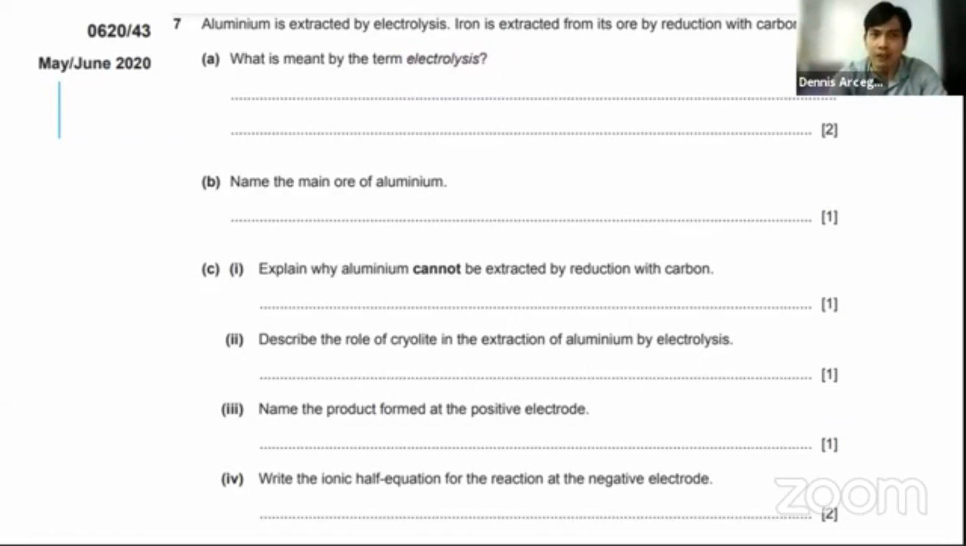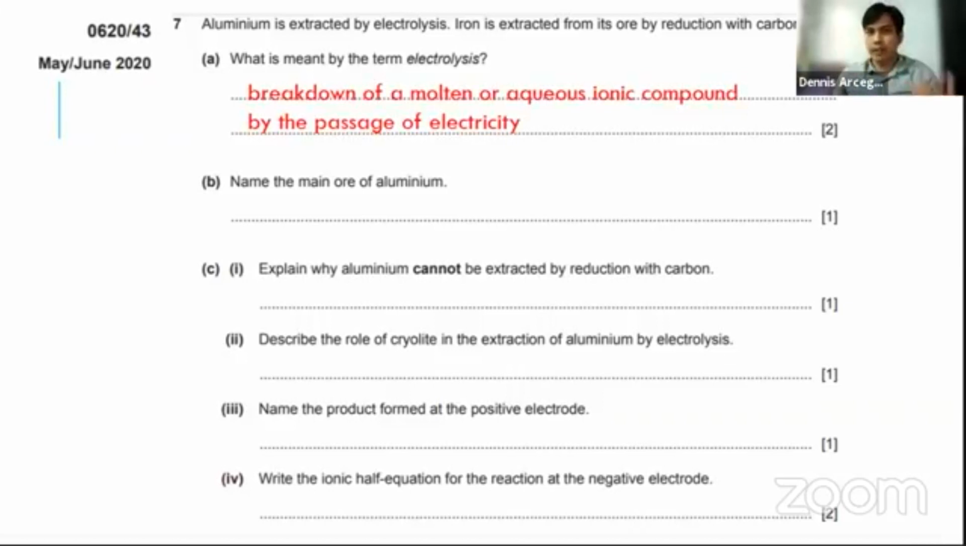What is meant by electrolysis? Electrolysis is the breaking down of molten or aqueous ionic compound by the passage of electricity. This is two marks. How will you get the 2 marks? It is breaking down of molten ionic compound by the passage of electricity. Then name the main ore of aluminium. So bauxite. Explain why aluminium cannot be extracted by reduction with carbon.